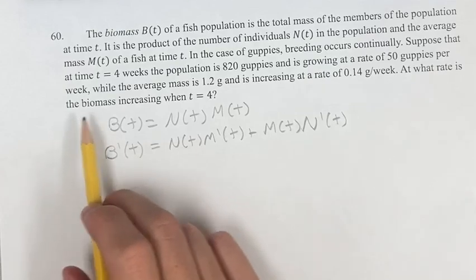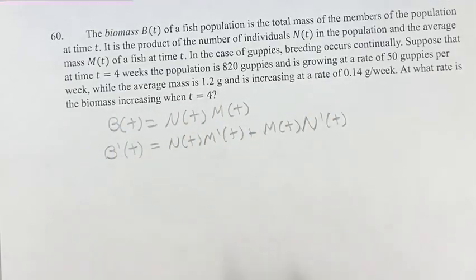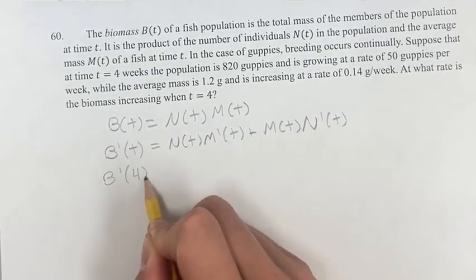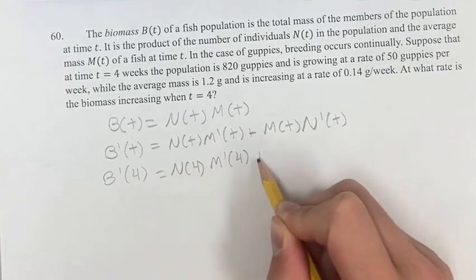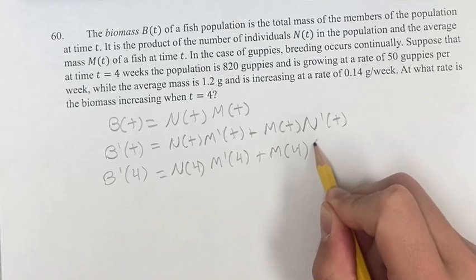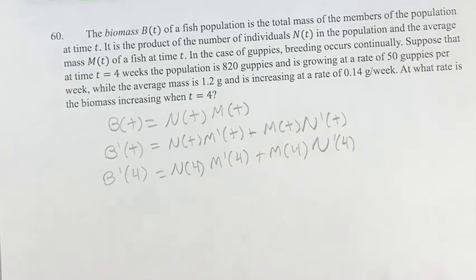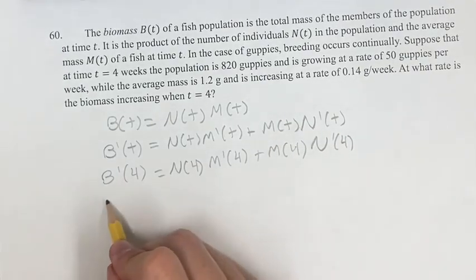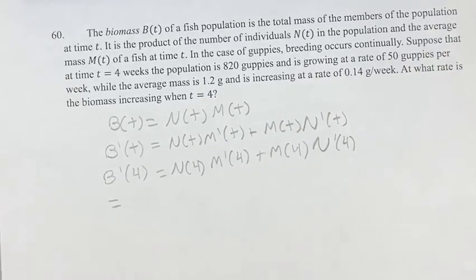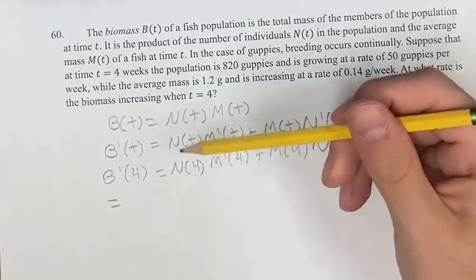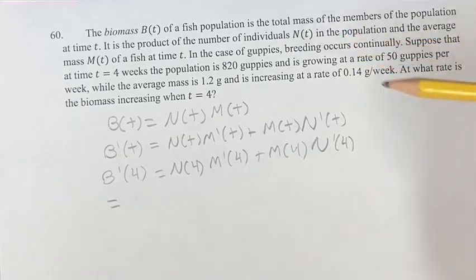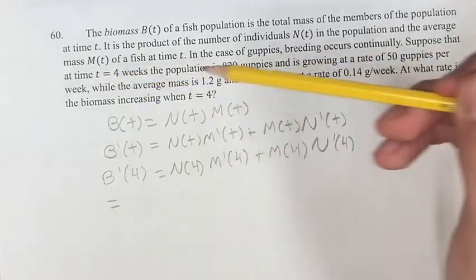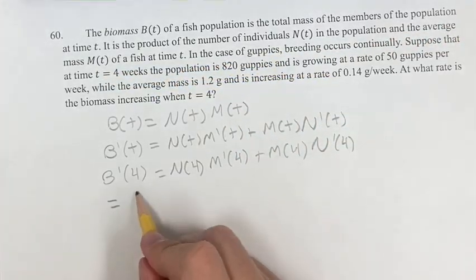And we're told, at what rate is the biomass increasing when t equals 4. So B prime of 4 equals N of 4 times M prime of 4 plus M of 4 times N prime of 4. Now, we are given all of these values. We just have to figure them out. So N of 4, if N is the population, that is the population when t equals 4. We're told at time t equals 4 weeks, the population is 820 guppies.